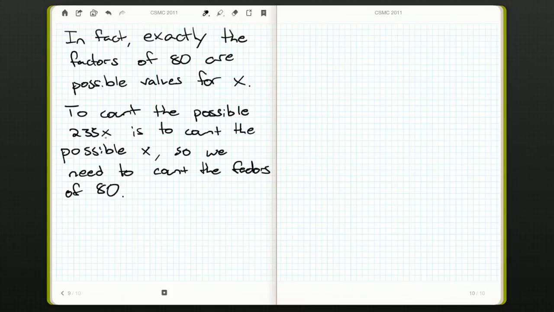So to count factors of 80, we prime factorize 80, and I believe that's 2 to the 4 times 5, but let's just double check. 2 times 2 times 2 times 2, that's 2 to the 4, that's 16, times 5, that's 80. So we have the prime factorization: 2 to the 4 times 5 to the 1.